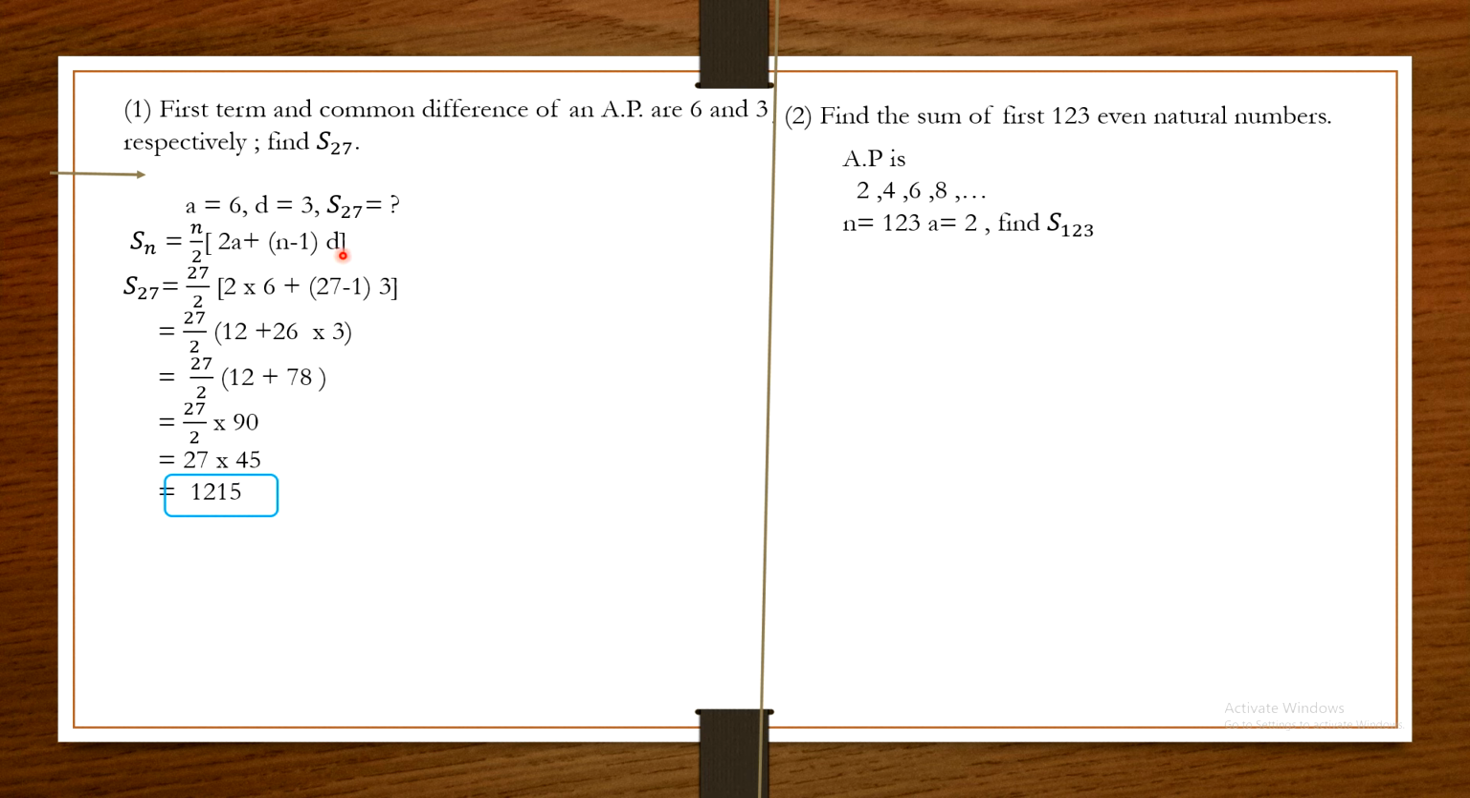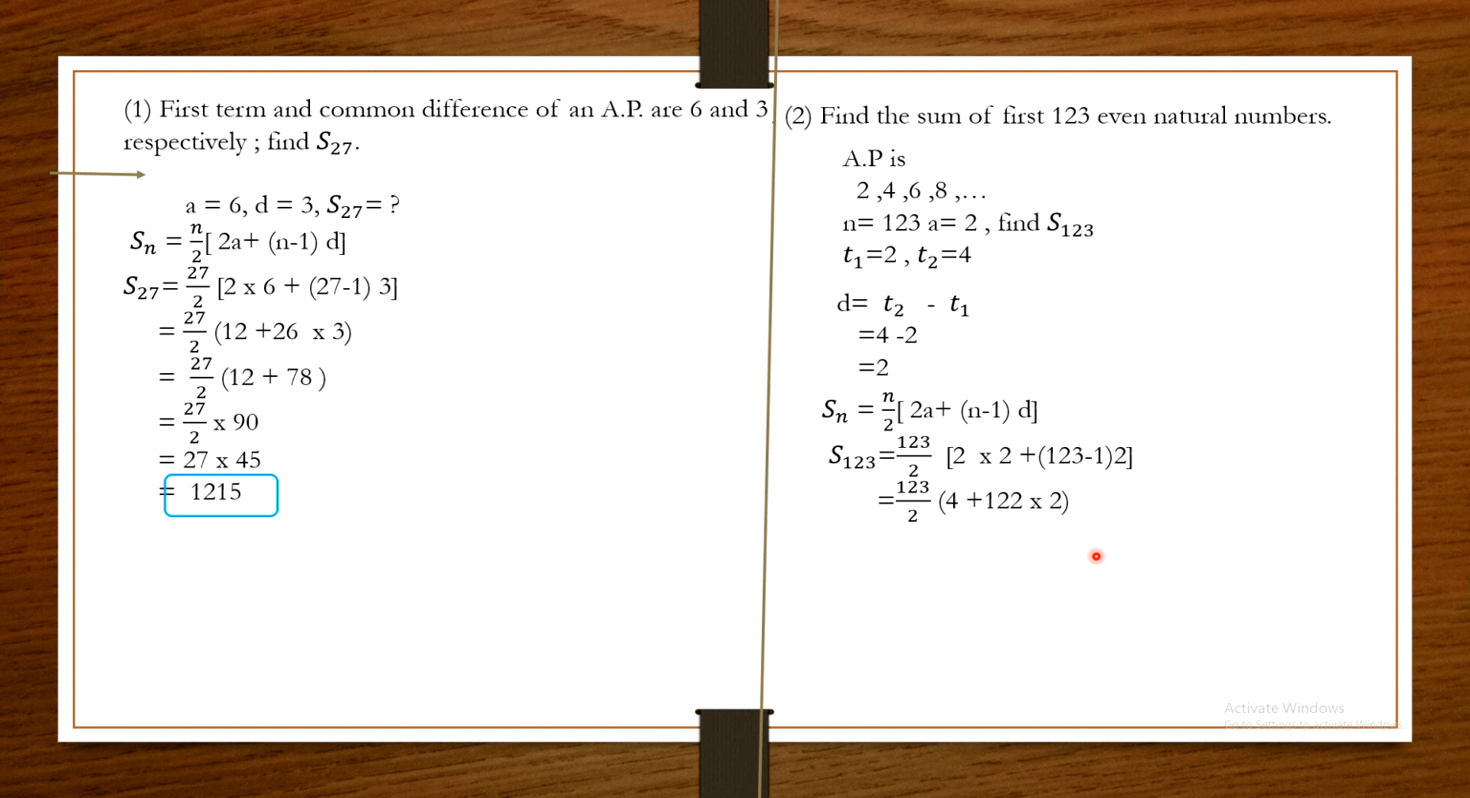Again we have to use this formula. So first find the value of d. T1 is 2, T2 is 4, so d equal to T2 minus T1, we get 4 minus 2 as 2. So the formula of Sn is Sn equal to n by 2 into (2a plus (n minus 1)d). By putting all these values, n equal to 123, we get S123 equal to 123 upon 2 into (2 into 2 plus (123 minus 1) into 2).